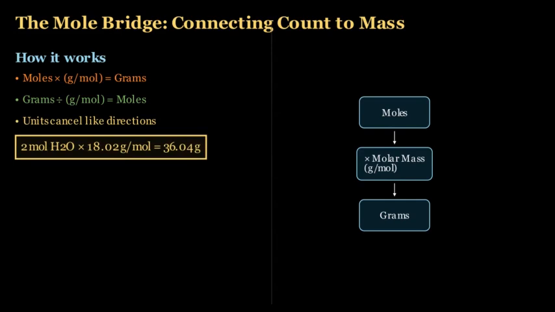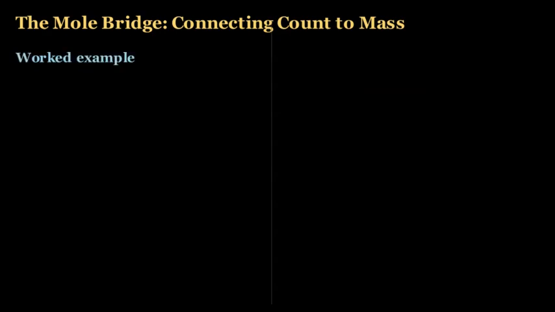Let's use water. 1 mole of water weighs 18.02 grams. So 2 moles weigh 2 times 18.02, which is 36.04 grams. And 36.04 grams divided by 18.02 gives you back 2 moles. Let's work through a full example.